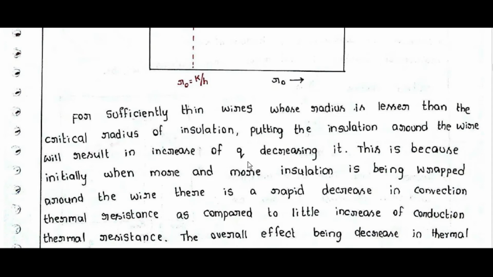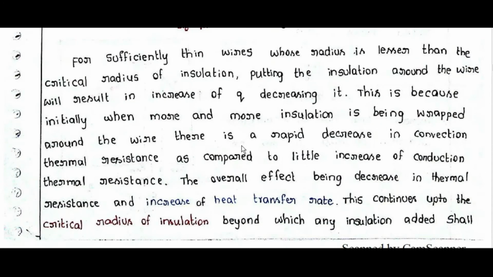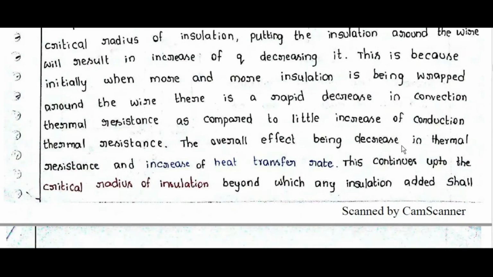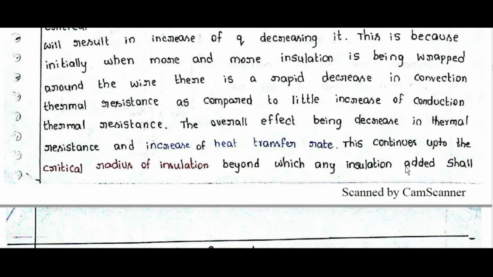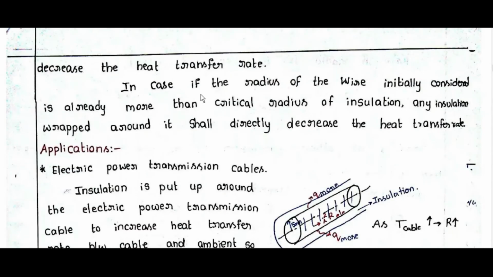As Q increases, the decrease is because initially, as more and more insulation is wrapped around, there is a rapid decrease in convection thermal resistance as compared to a little increase in conduction thermal resistance. The overall effect is a decrease in thermal resistance and an increase in heat transfer. This continues up to the critical radius, beyond which any insulation added shall decrease the heat transfer rate.